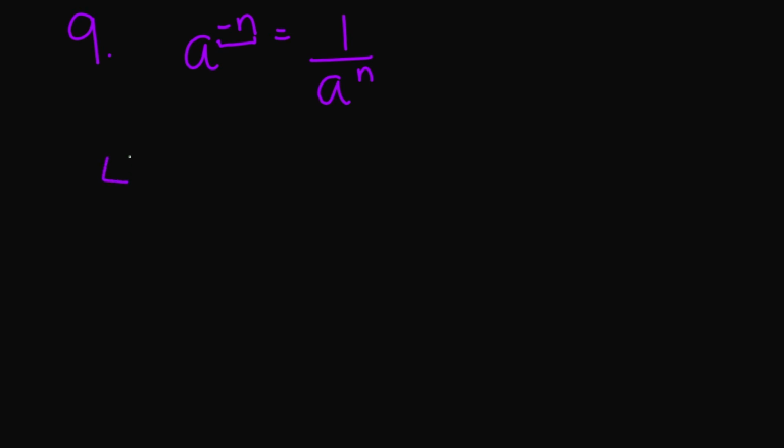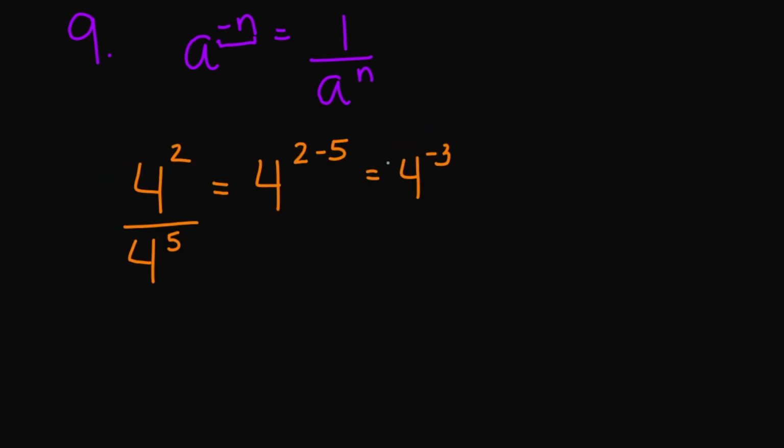So if you have 4 to the 2nd over 4 to the 5th, notice my base is the same. So this is going to equal 4 to the 2 minus 5, and you're going to get 4 to the -3rd power. And because I do have a negative exponent, I'm going to bring this down to my denominator so that it's positive. This will now become 1 over 4 cubed.